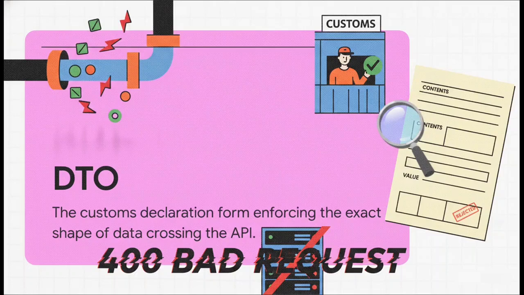If the form itself is malformed or missing required info, you are rejected right at the border with a 400 bad request before you ever even see the service layer.